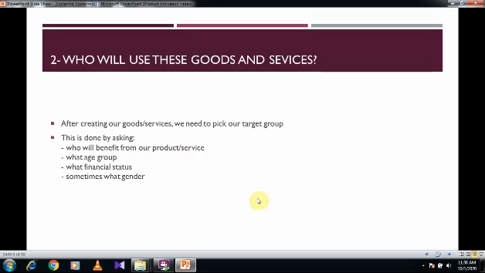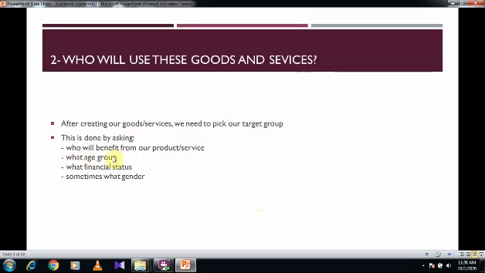Now, this is the first question: how do we produce the goods, or what do we need. The second question is, after we created our goods using the 4 factors of production, who will use these goods and services? How do I pick my target group? We need to see who will benefit most from our product or service.